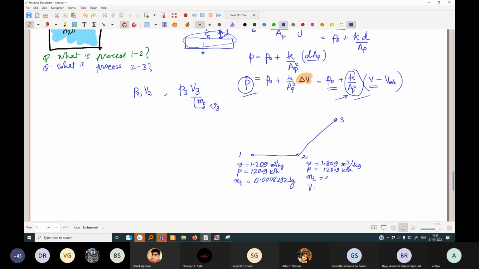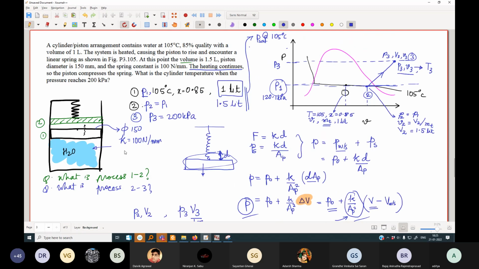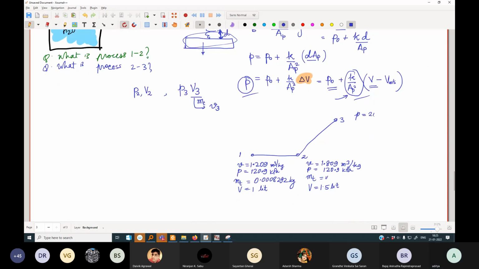Okay, the volume 1.5 liter. The volume is 1 liter. Now we need to really be concerned about the unit because state point 3, so P will be equal to 200 kilopascal. And obviously total mass will be also the same. But yeah, this is only what we have. So now let us try to find out what P at point 3 is, the total volume at point 3. What is it?